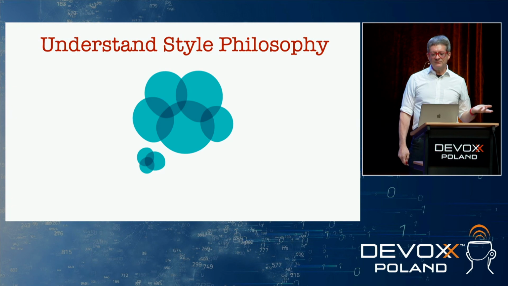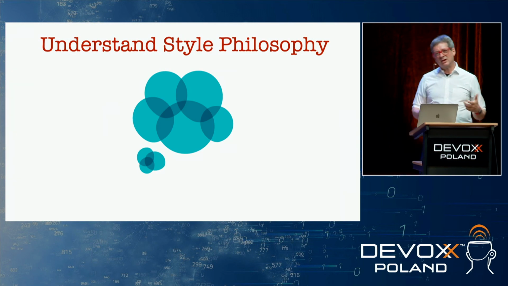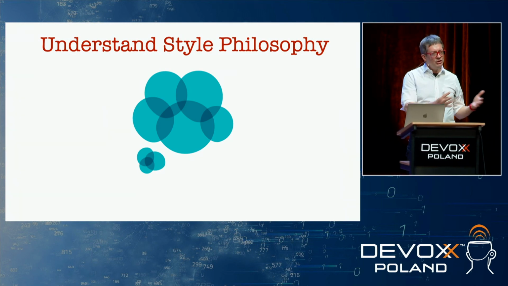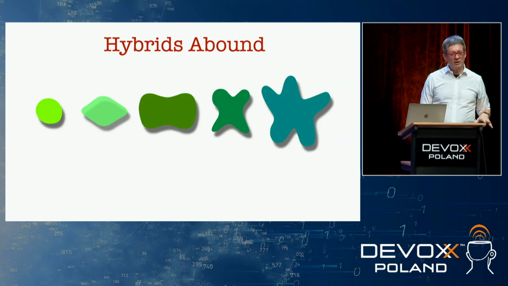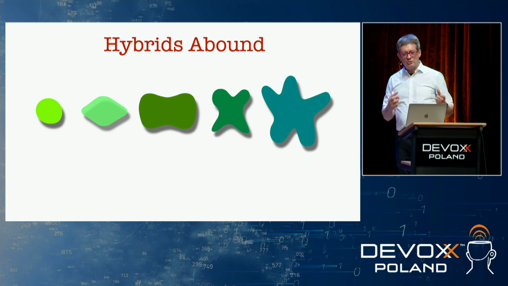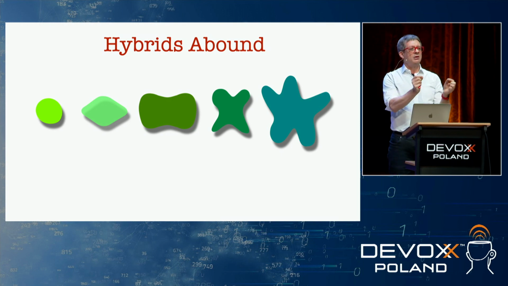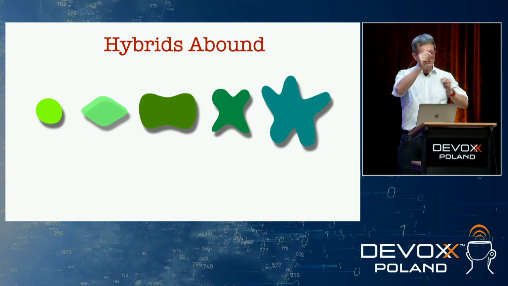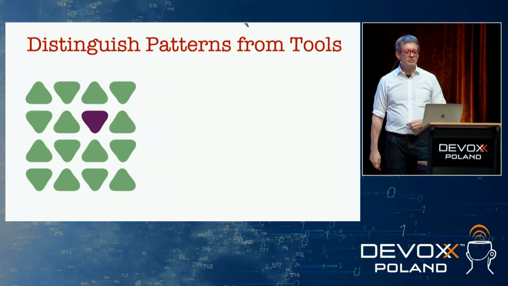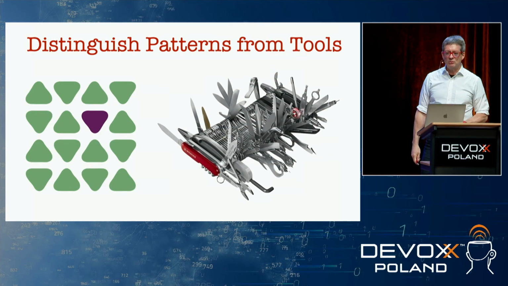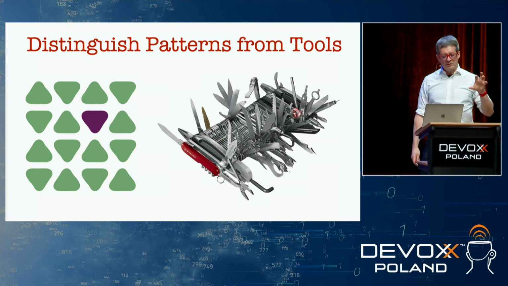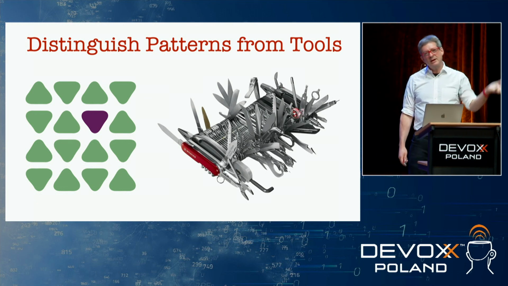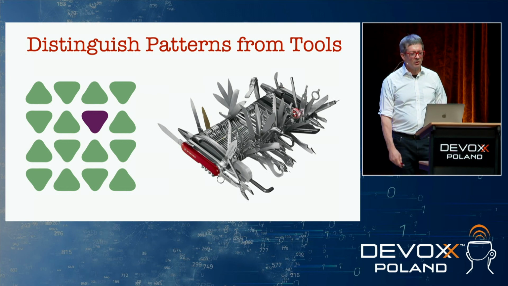Understand the philosophy of each of these styles because it allows you to understand when you can bend it without breaking it. Hybrids are everywhere, so almost never do you see one of these pristine styles in the wild, but there are all these different hybrids, and so expect to see those. And be careful to distinguish patterns from tools, which is a hard thing in our world. Understand the architectural pattern first, and then understand how the tool applies to that.